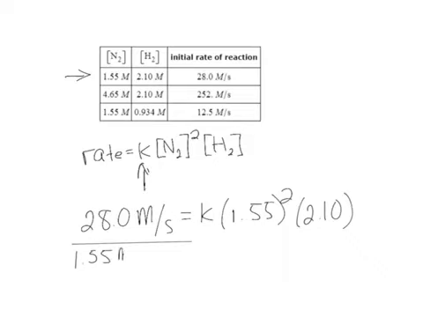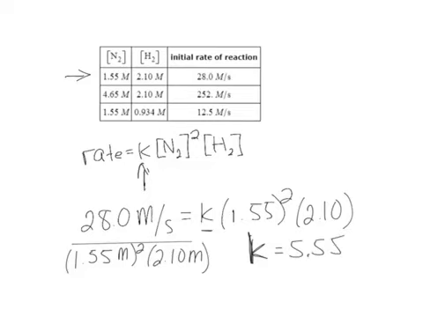Then we take 28.00 divided by 1.55 molar squared, 2.10 molar. So this is just isolating k, and that's supposed to be little k, which is 28.0 divided by 1.55 squared times 2.10. It's 5.55 for our rate constant.